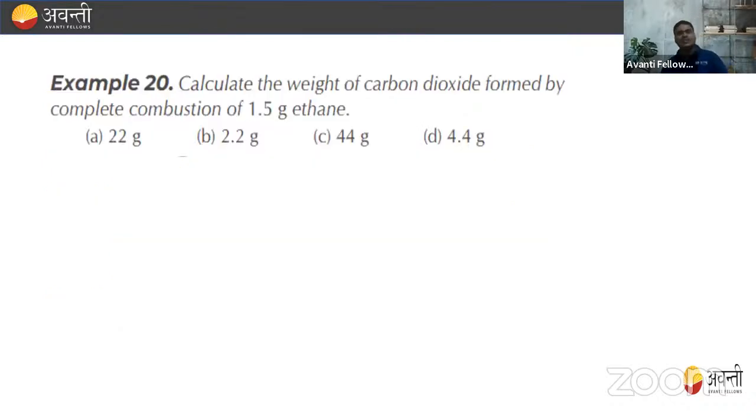So let me explain this with an example so that you can understand the concept in an easy way. Clear to everyone? Chalo. So we have to calculate the weight of the carbon dioxide formed by the complete combustion of 1.5 gram of ethane. Clear? So calculate the weight of the carbon dioxide formed by the complete combustion of 1.5 gram of ethane.